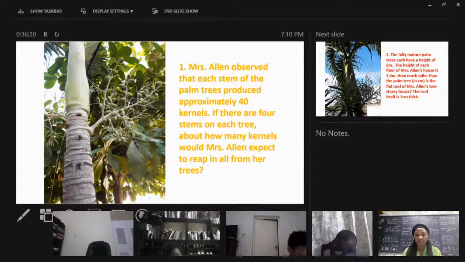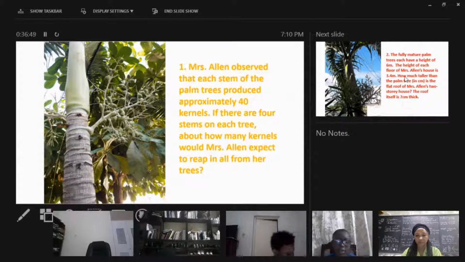160. So it's not 160. Remember, it's 3 trees. Antoine said he got 480. Miss, three palm trees, right? Yes, it's 3 palm trees. So 40 kernels on each stem and 4 stems each. So that's 4 times 40. And it's 3 palm trees. So the answer is 480.